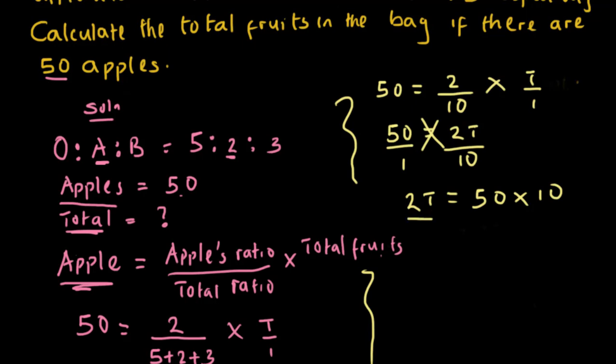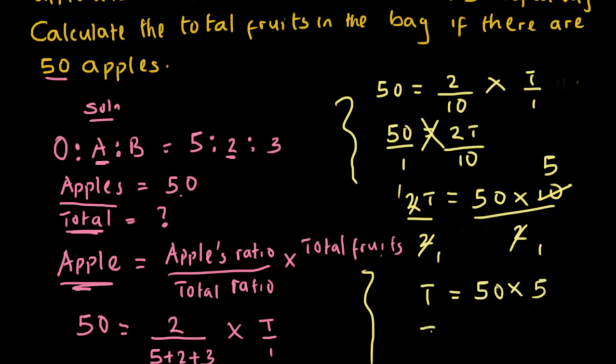Now to find T, I divide both sides by 2. 2 here 1, 2 here 1. I'm left with T equals, 2 in 10 is 5. So we are left with 50 times 5. So T equals 50 times 5 is what? 250 fruits. So we have 250 fruits. Do you understand?